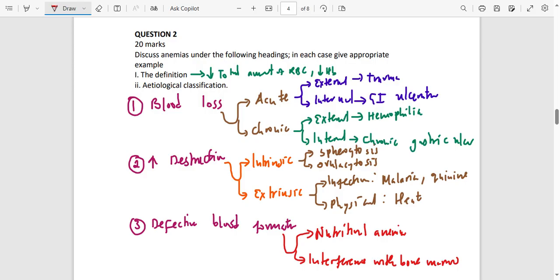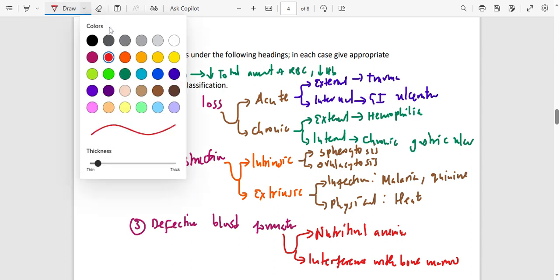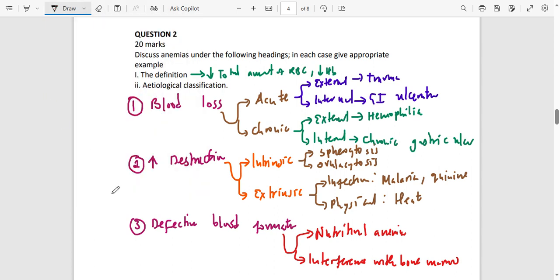So this is how we can classify anemias on the etiology. Etiology is not the only way we can classify anemias. We can also classify them in what we call cytometric. Let me just mention this and then we'll be able to go and study them.